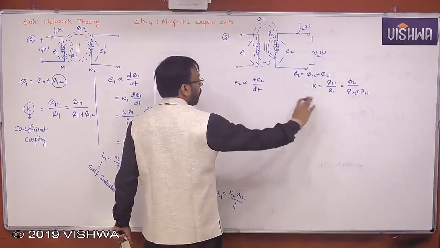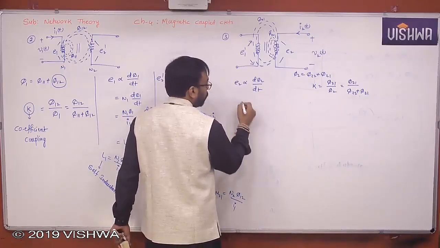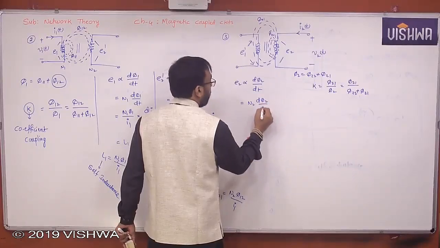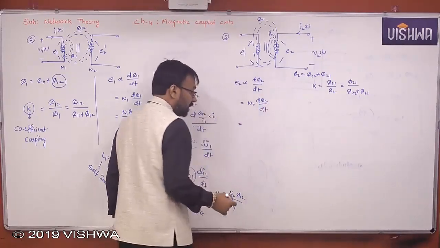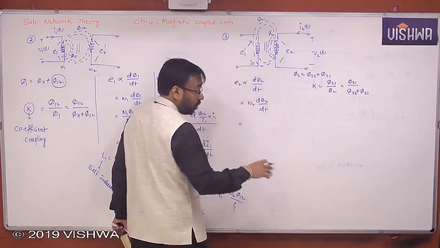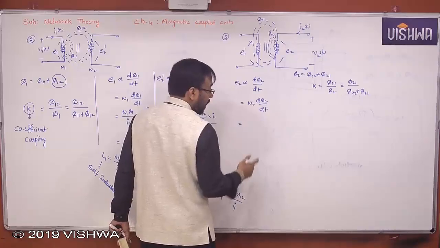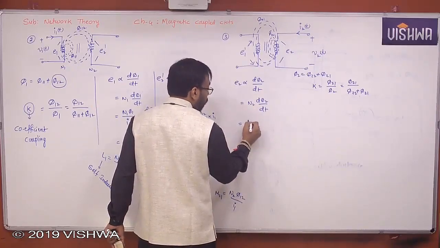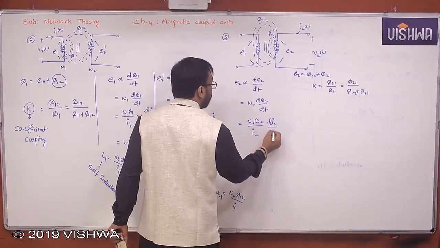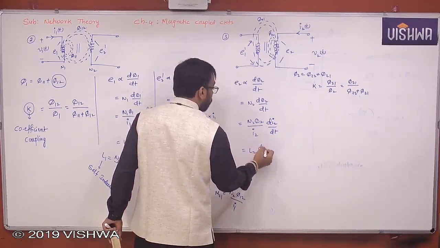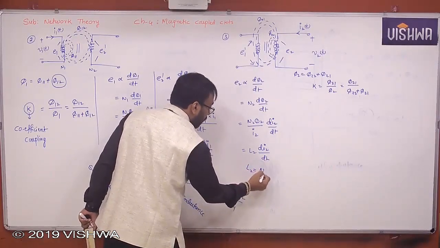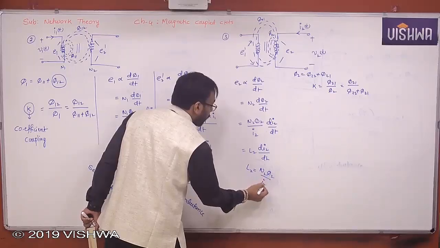Understand? Now, if you keep that aside, E2 is directly proportional to d phi 2 by dt, that is N2 d phi 2 by dt. Once again, if you multiply and divide by I2, and phi 2 by I2 is constant, according to the relation between flux and current we have just proven with the graph, we get N2 phi 2 by I2 times di2 by dt. This is nothing but L2 di2 by dt. Now this is the self-induced EMF. L2 is nothing but N2 phi 2 by I2. That's it.